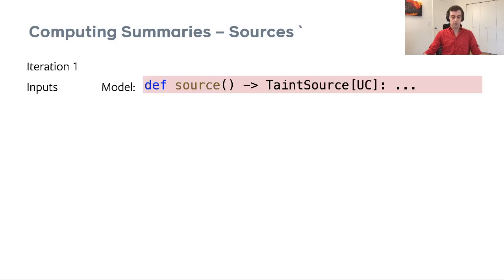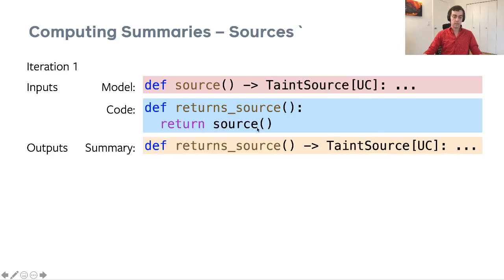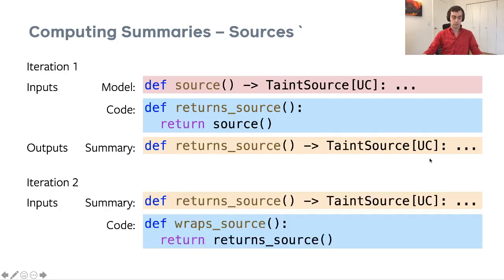We start off with an input of a model describing that this function source is a source type of user controlled. I've just abbreviated it here. Then Pysa starts looking over our code and reaches a function like this, which returns the value that source returns. And so at the end of this iteration, Pysa outputs a summary saying that the function here also returns a taint source of type user controlled.